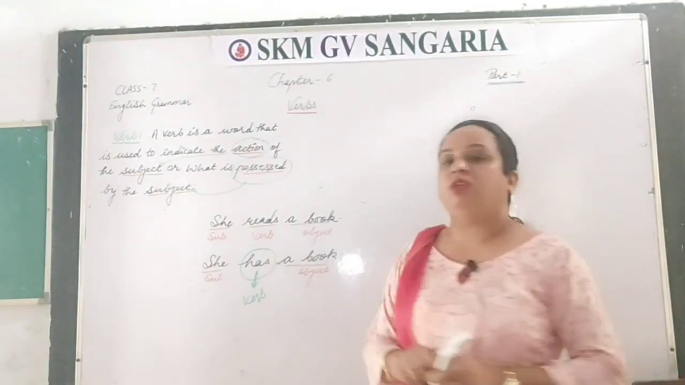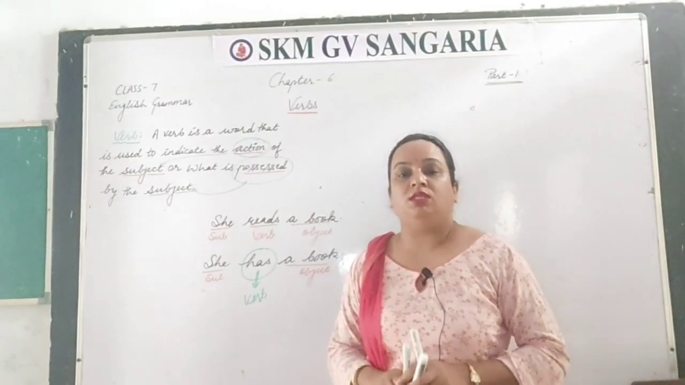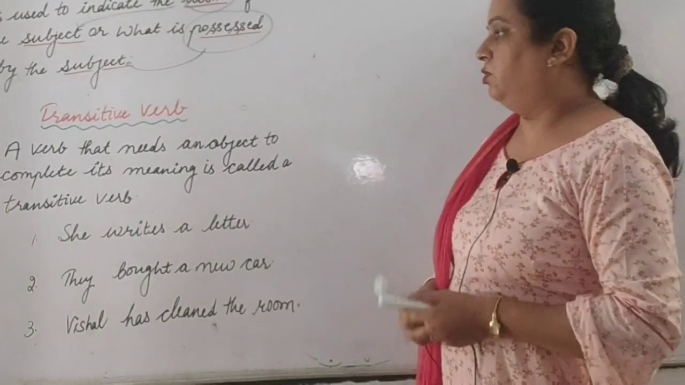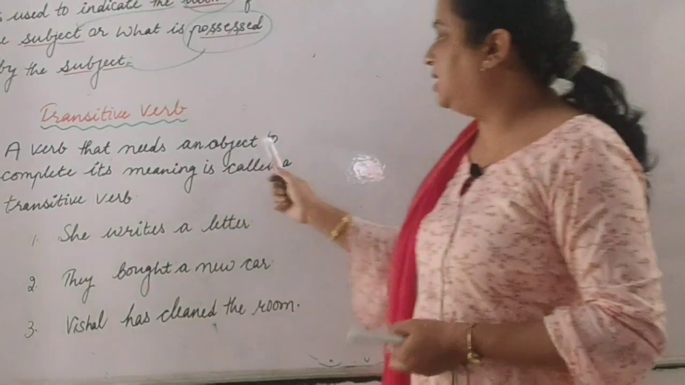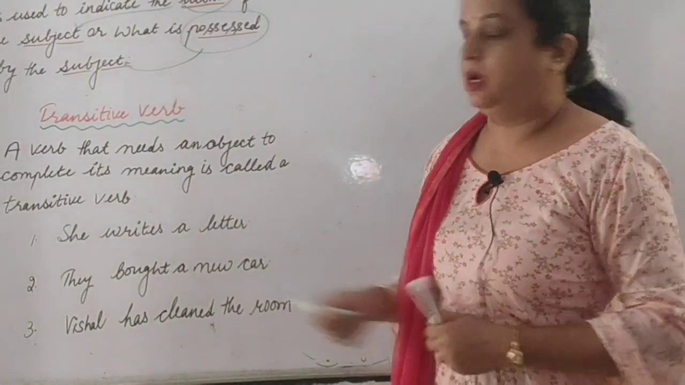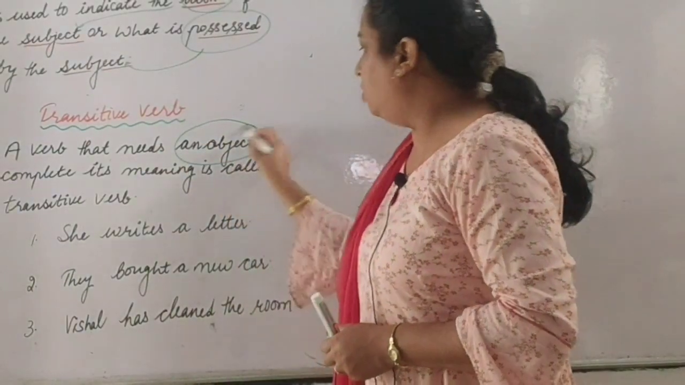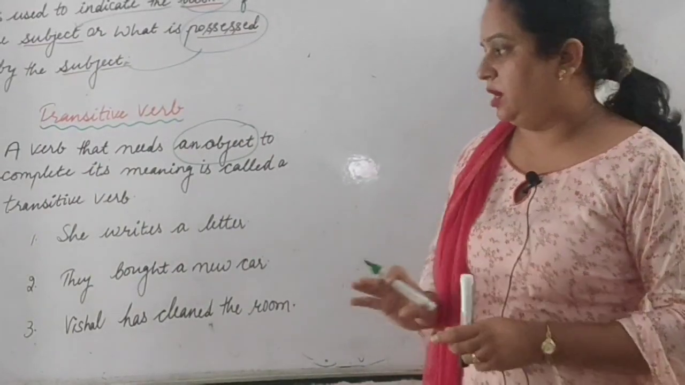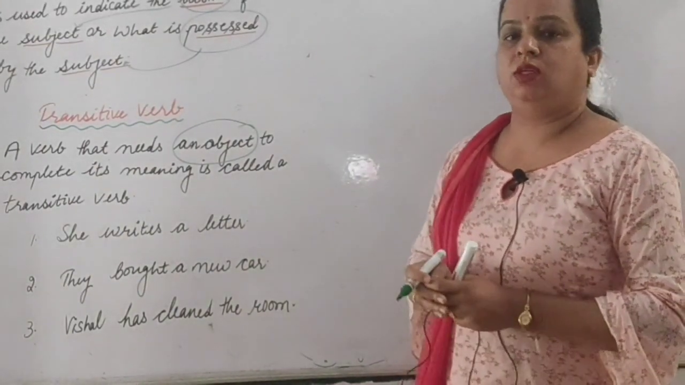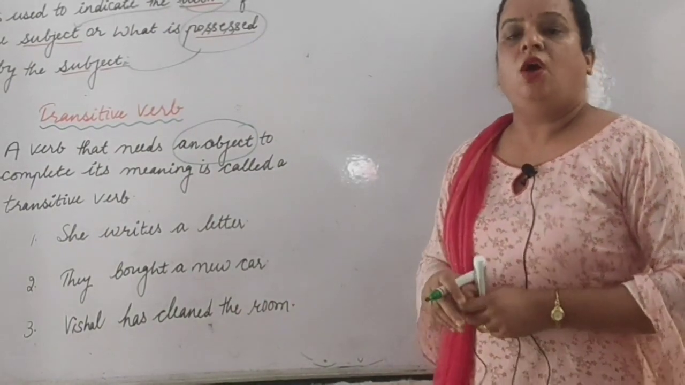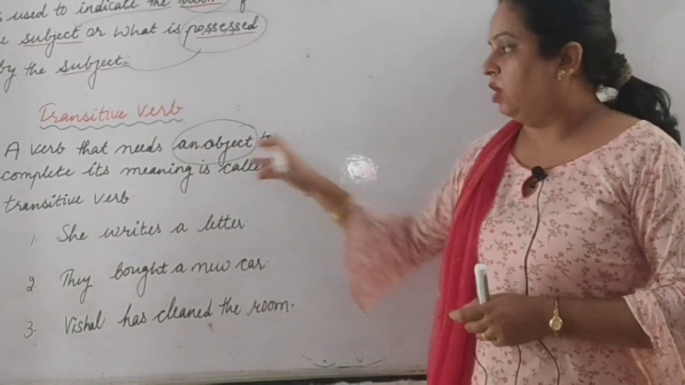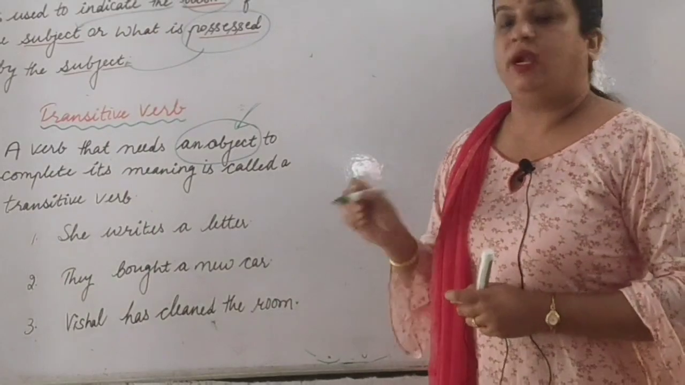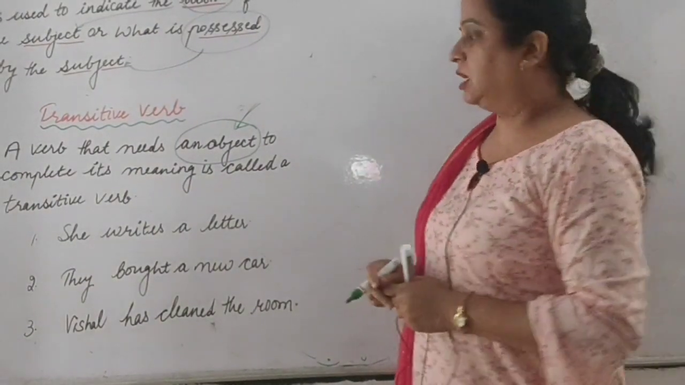Now the next thing which we have to read in this chapter is what a transitive verb is and what an intransitive verb is. So let's see what a transitive verb is. A transitive verb is a verb that needs an object. A verb that needs an object to complete its meaning is called a transitive verb, right? So how will you find out whether the verb given in the sentence is transitive or intransitive? The very important role is played by the object.